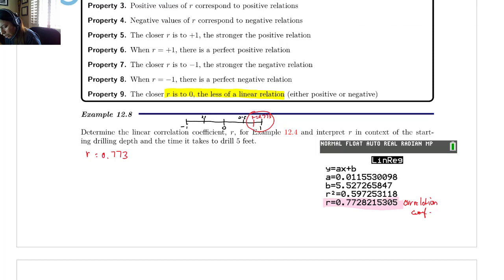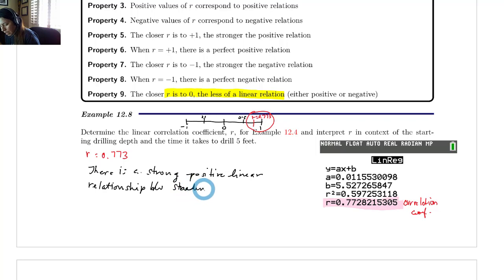There is a strong positive linear relationship between starting depth and the time it takes to drill 5 feet.